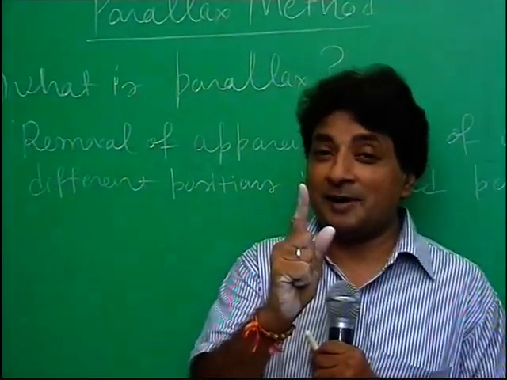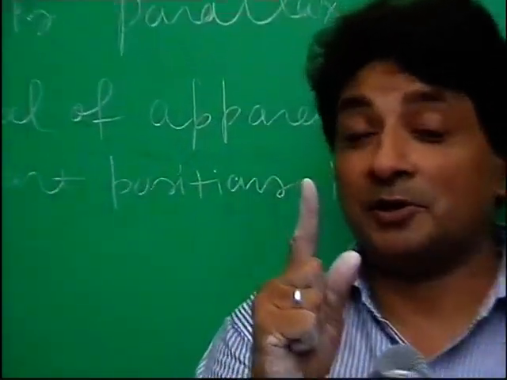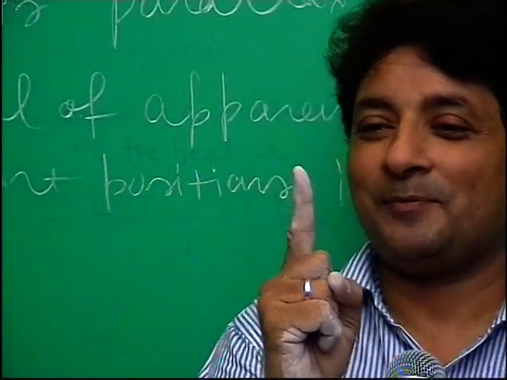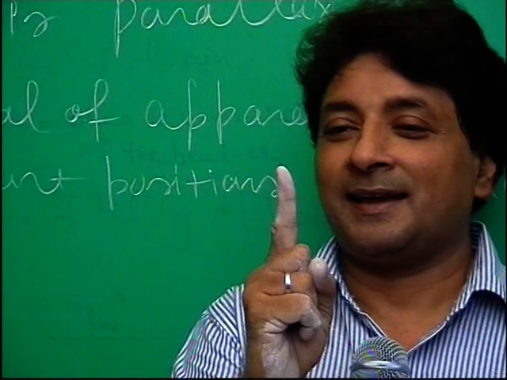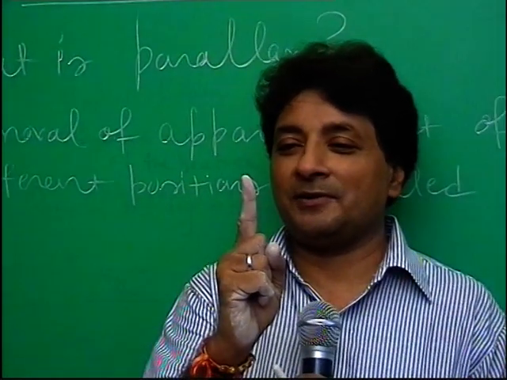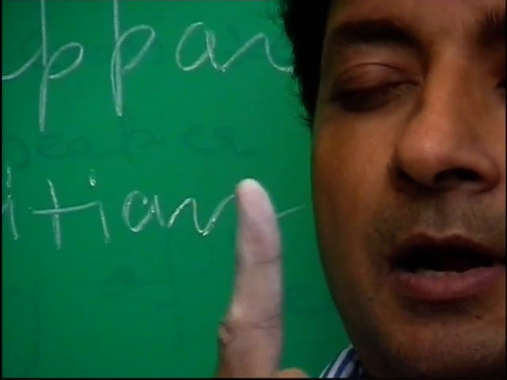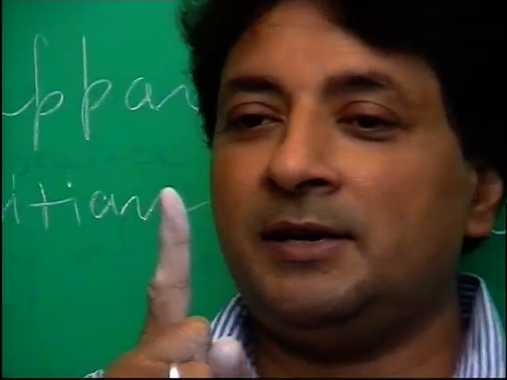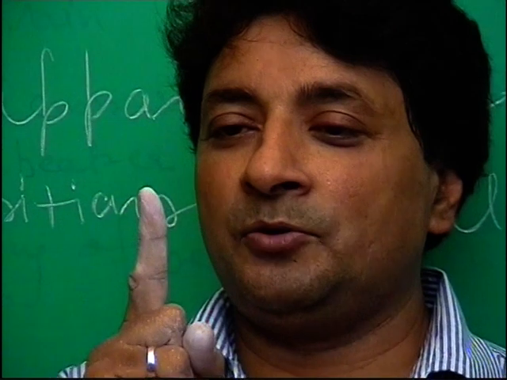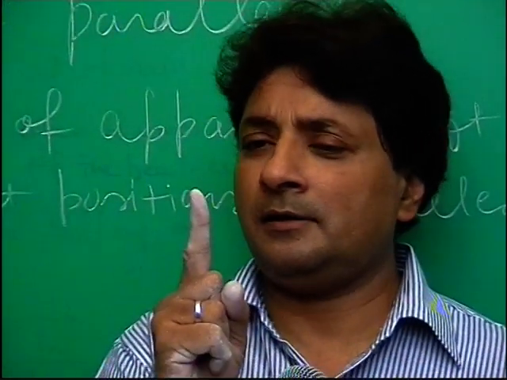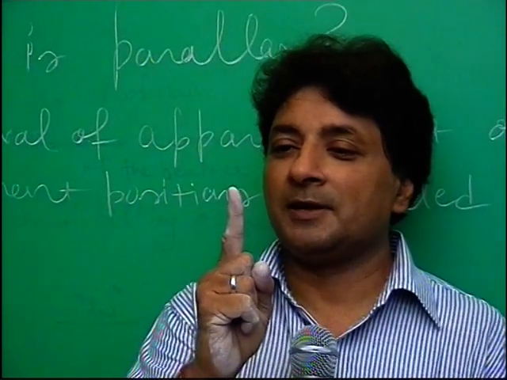God must have given you the nose right in between your two eyes, mind it. So place your finger between two eyes and just in front of your nose. Now close either eye. When you close either eye, you find that there is no shift in the position of the object. Conclusion: you have removed the parallax.